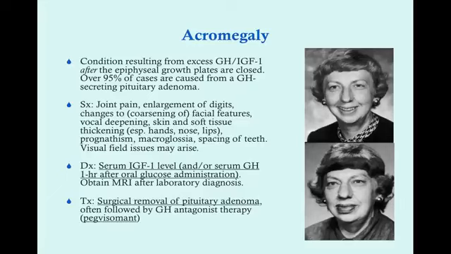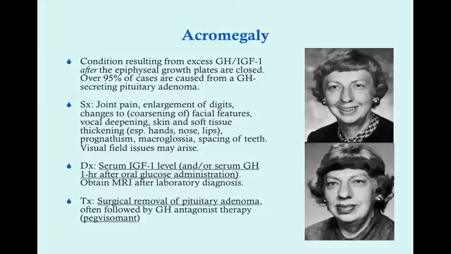So acromegaly is an insidious endocrinologic condition that results from excessive secretion of growth hormone after the epiphyseal growth plates are closed. Now, if this happens in children and the epiphyseal growth plates are not closed yet, they're going to have linear growth of their bones. So they're going to get taller and taller and taller. It doesn't happen with acromegaly. In acromegaly, the bones may get wider, but they're not going to get longer.